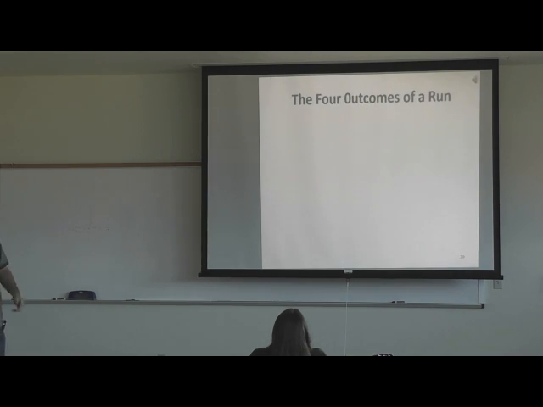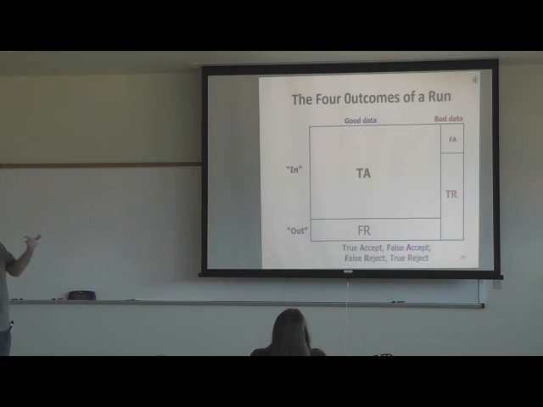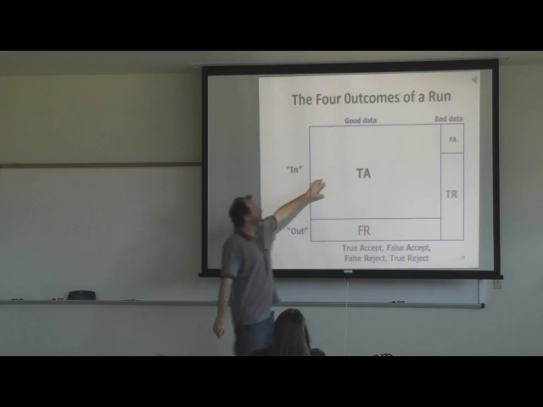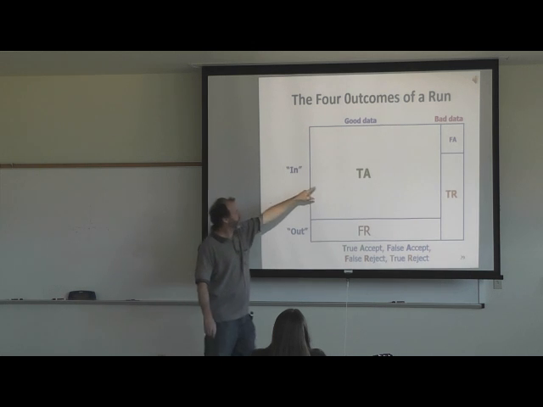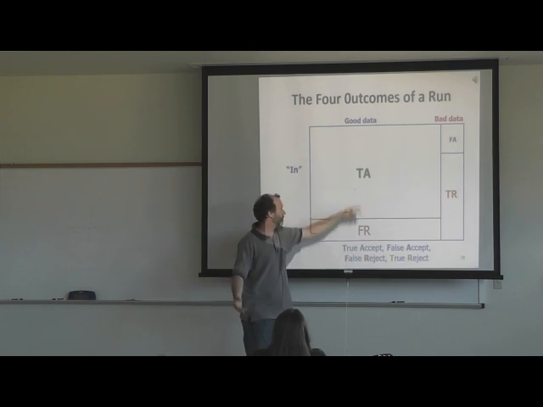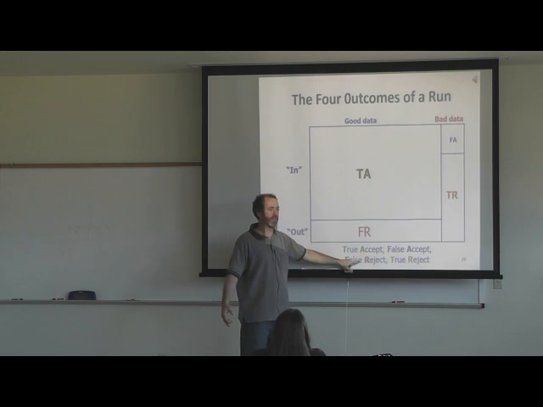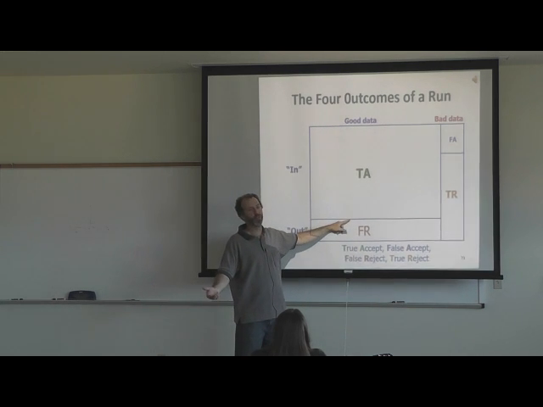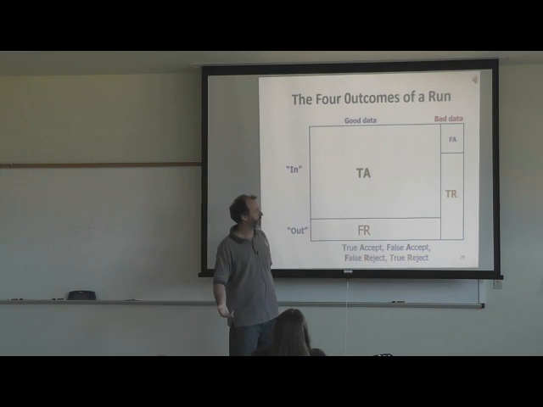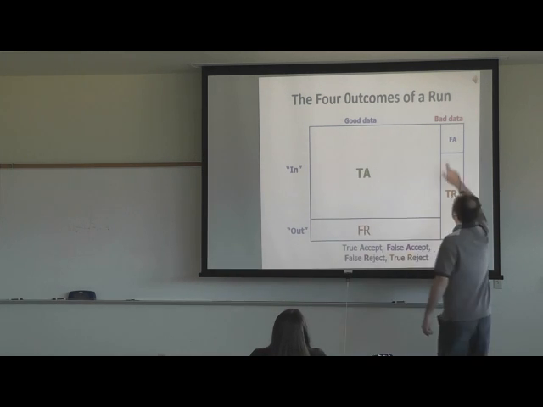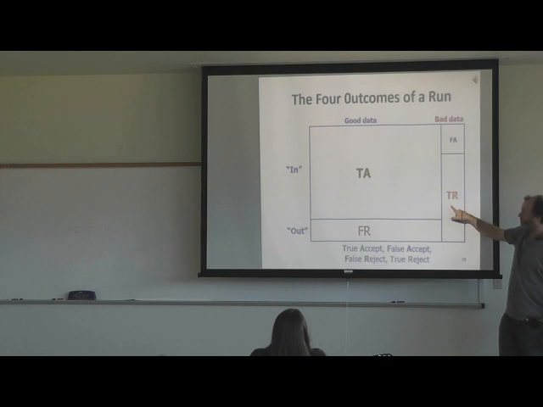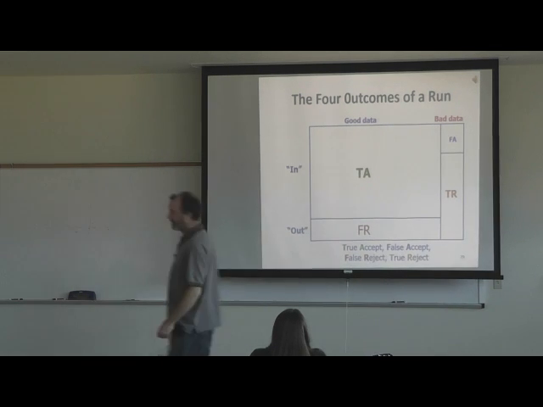Right? So basically we have 4 different outcomes of a run, right? Can anybody tell me those? I know you can, right? So we have good data and we have bad data, right? Good data that's in is a true accept, and that's what we're looking for. Good data that's out is a false reject. If you're using 2 standard deviations, you should have a false reject 5% of the time. And then you have bad data, which tells you there's something wrong with your machine, and it could result in a false accept or a true reject, right? So those are the 4 outcomes of a run.